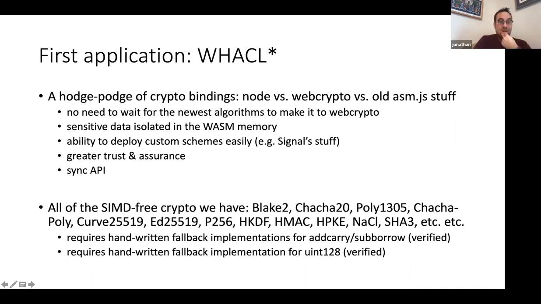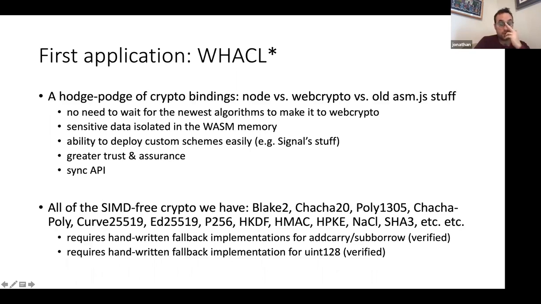So what we offer is a new crypto library for the web with the latest algorithms that can have all of the sensitive data isolated in the WASM memory and hidden behind a JS closure, which gives you greater trust and greater assurance. And of course, it also has a synchronous API, which is great because web crypto is asynchronous and some people might be stuck with contexts where they're not yet using promises.